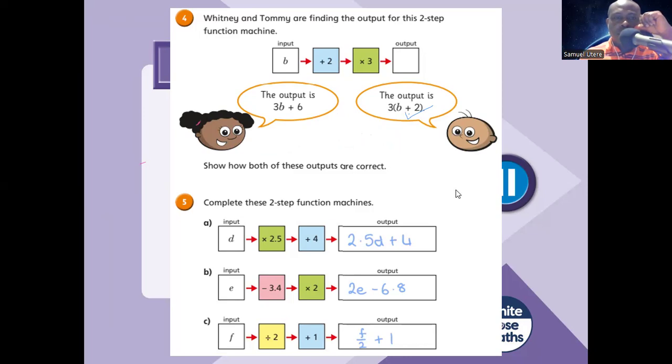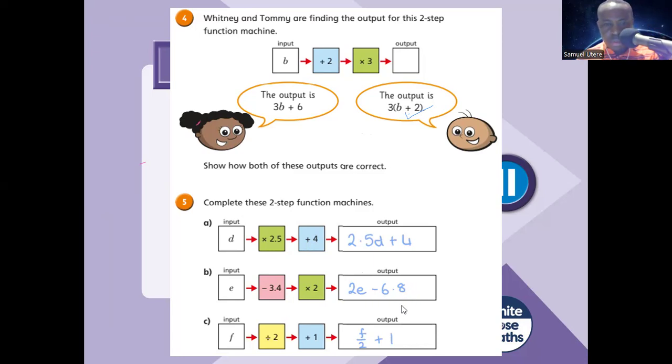Next, we're asked, complete these two-step function machines. So again, we're using the principles of algebra. So here you multiply d by 2.5, and then you add 4. Here you subtract: you do e minus 3.4, times 2.